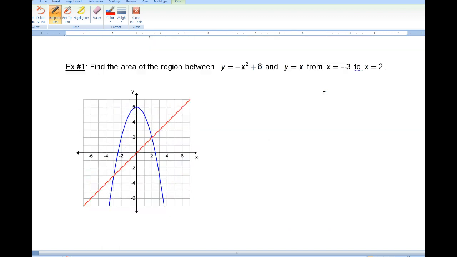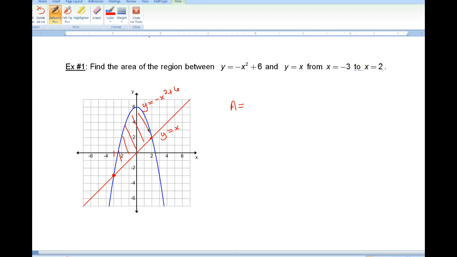Awesome. All right, so let's take a look. We want to find the area of the region between y equals negative x squared plus 6, which is the parabola, and y equals x, the straight line. It says from negative 3, which happens to be where they intersect, up to 2. So we're looking at this region.